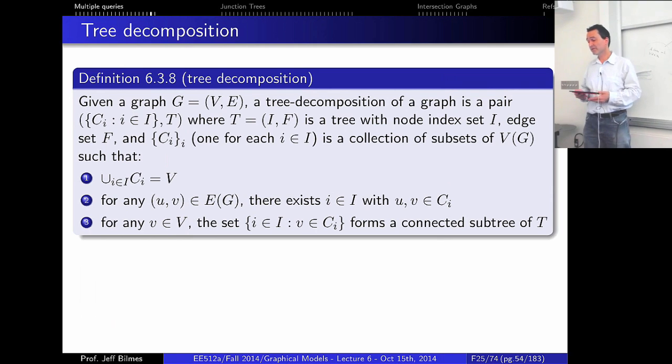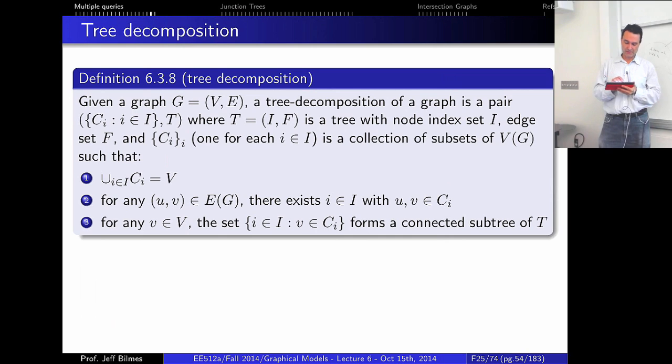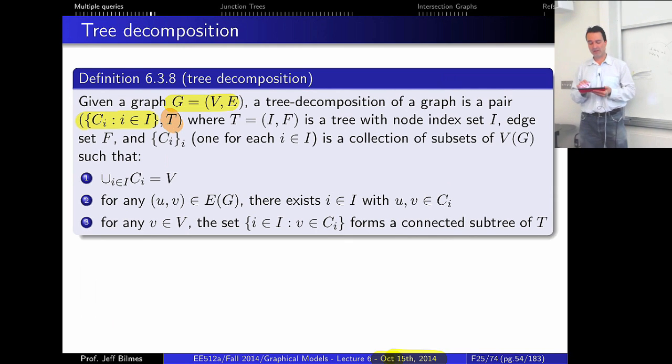So the next definition we have is this notion of a tree decomposition. What this is basically, we're taking a graph, and we're going to turn it into a tree based on, in some sense, clusters of the vertices. So a tree decomposition is like we take any graph, and we take a pair. Here's a pair. This is one element of the pair. The pair is a set of bundles of nodes, and the other element of the pair is this T, which is a tree.